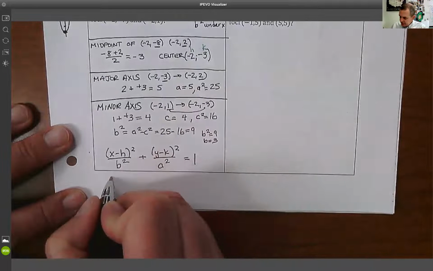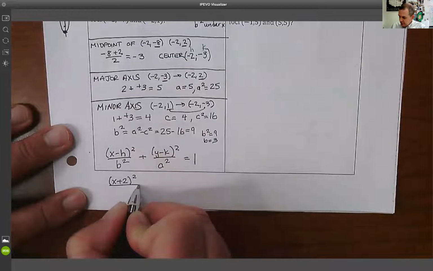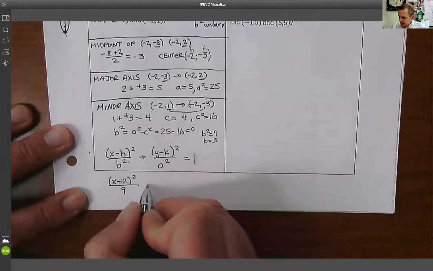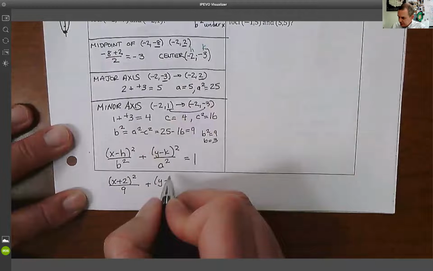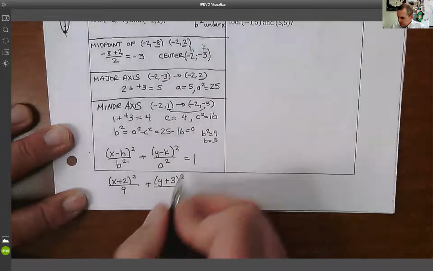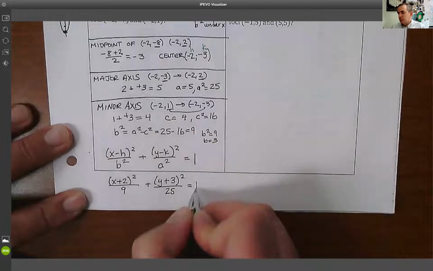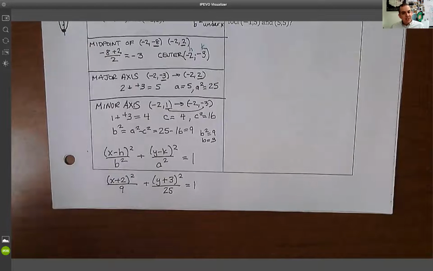Negative 2 in for h. That's (x plus 2) squared. B squared is 9, over 9, plus (y minus k) squared. k is negative 3, so this becomes (y plus 3) squared over a squared, which is 25, equals 1. And that's my standard form of an ellipse. So it's a lot of addition and some squaring.